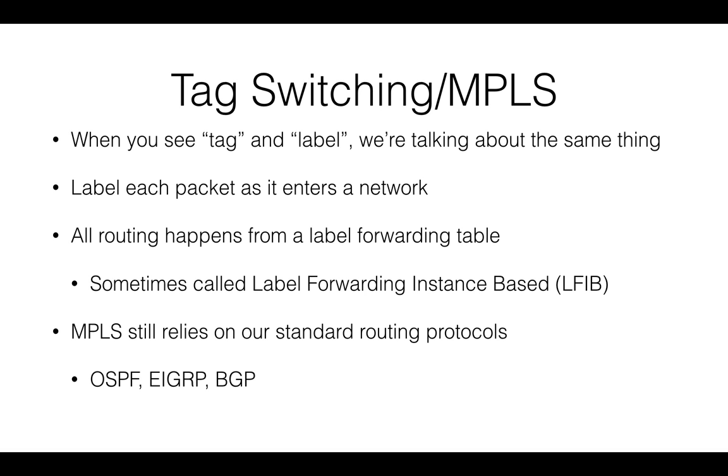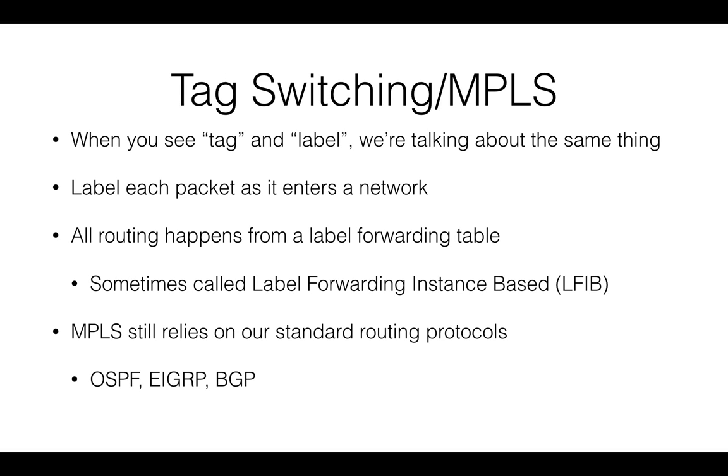When you see a tag or a label, we're talking about basically the same thing, so we're going to use those words interchangeably. But again, the idea is that when a packet enters a network, we're going to label it, and all of the routing or decisions based on where that packet should go happen just strictly at the tag, which sits at the layer 2, or the Ethernet frame.